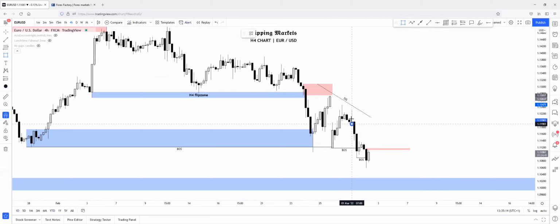And the other supply zone above this supply zone will be this one. As you can see, this created another break of structure to the downside. Here was a break of structure with inefficient movement, and it has liquidity. This could be liquidity for this zone. That's why I'm saying that we should wait for a reaction on this zone.